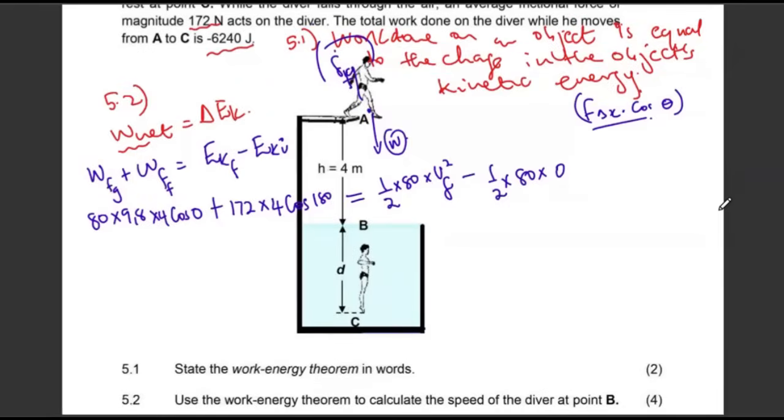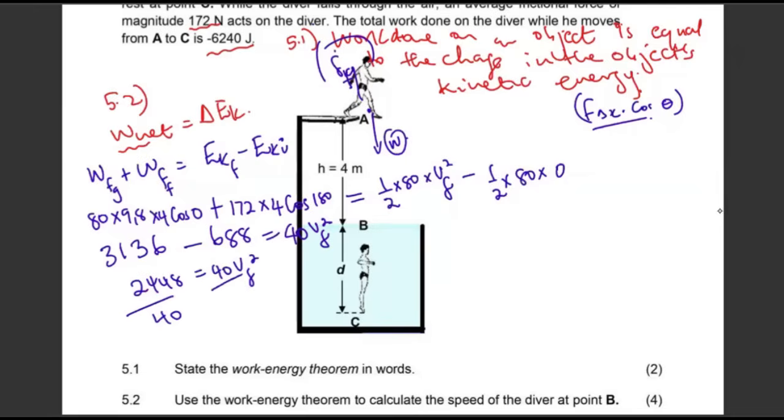Okay, so when I look at the left-hand side, 80 times 9.8 multiplied by 4, I'm getting 3136. Now this is going to be minus because of the cos 180. 172 times 4 gives me 688. This should be equal to, this is a 0, which is 40 VF squared. So 3136 minus 688 gives me 2448, which is equal to 40 VF squared.